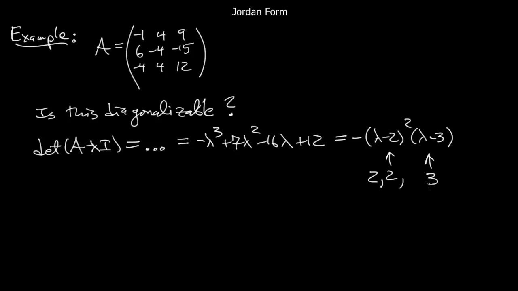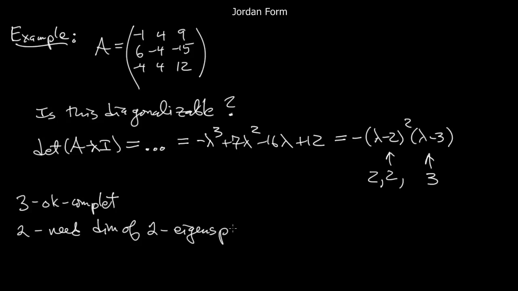So can you diagonalize this? Well, the 3 has multiplicity 1, so there's no problem there. The question is the 2 eigenspace. And I need to know, is the dimension of the 2 eigenspace 2, as big as it could be, or not?